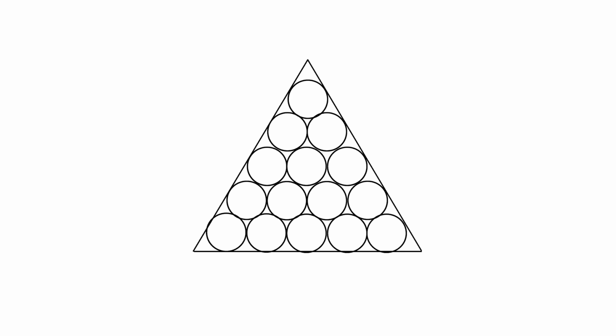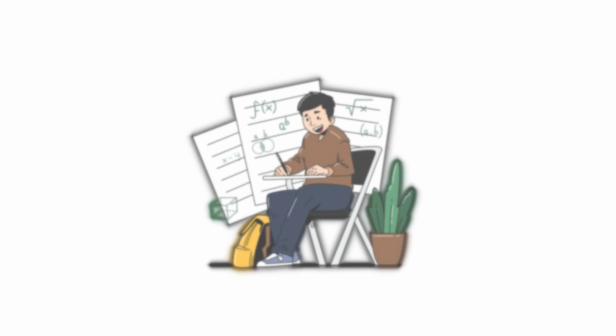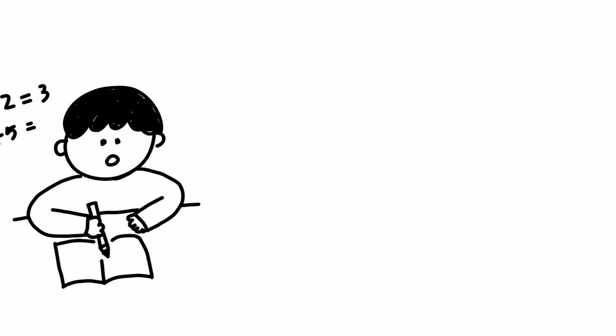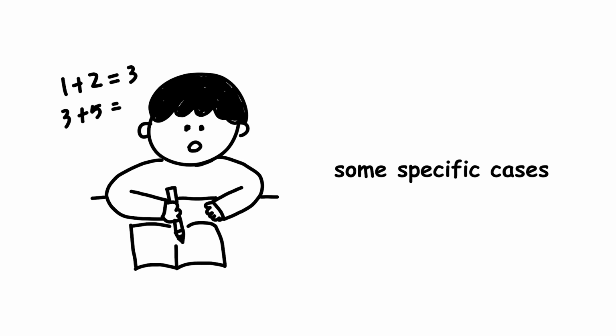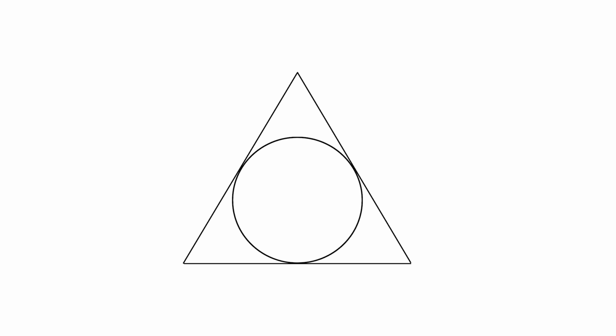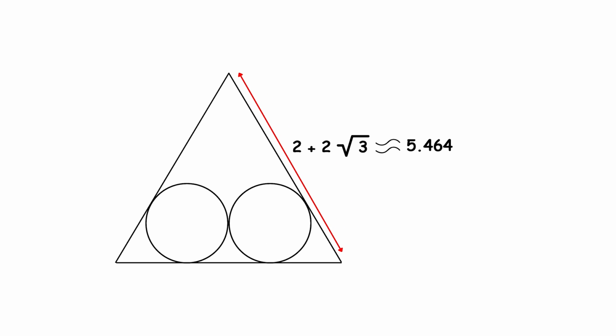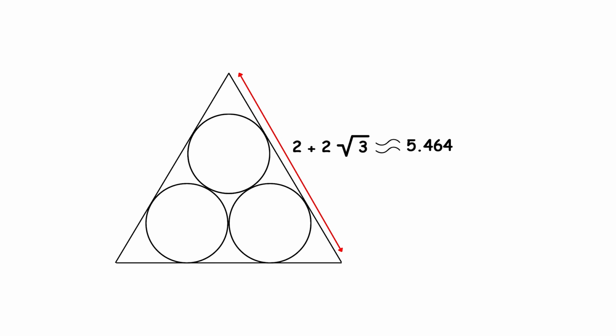This is an example of a packing problem. Of course, packing problems are notorious for producing a lot of unsolved examples, but we can work out some specific cases. For instance, starting with n equals 1, the side length of our triangle is 2 times the square root of 3, about 3.464. Then, n equals 2 gives a side length of 2 plus 2 times the square root of 3, about 5.464. Interestingly enough, n equals 3 actually gives the same side length of 2 plus 2 times the square root of 3 again.